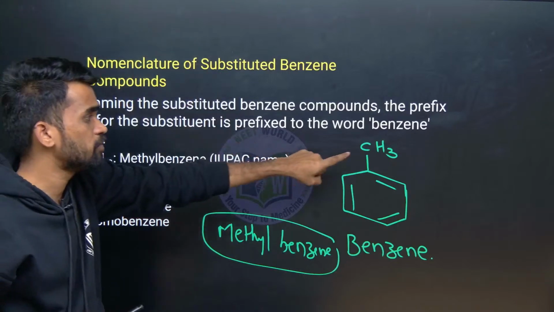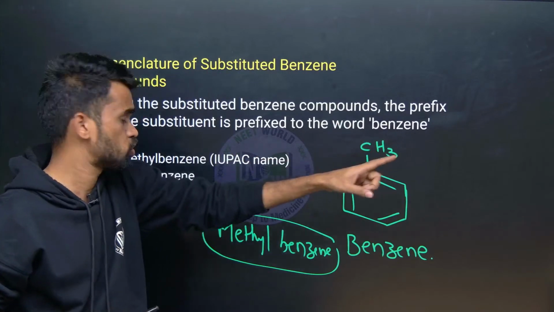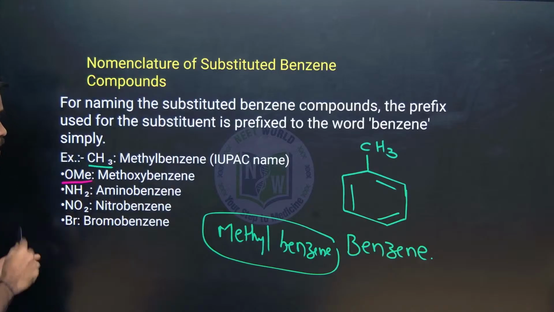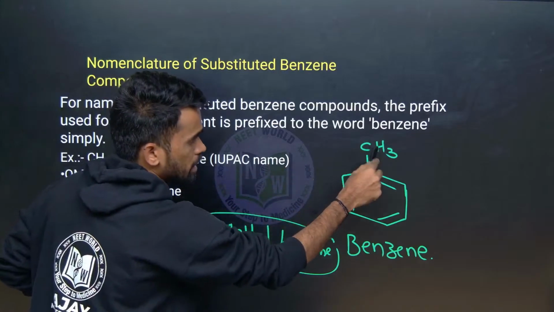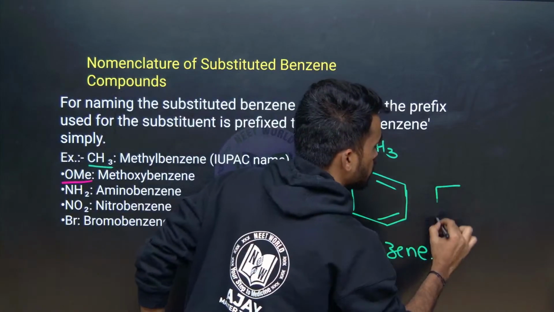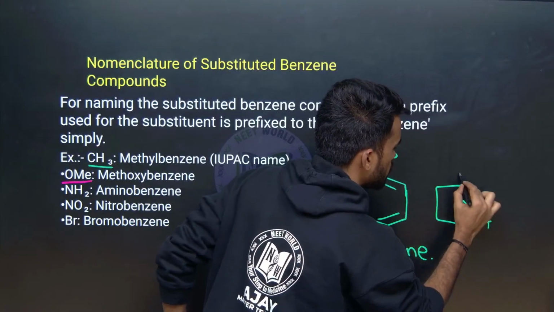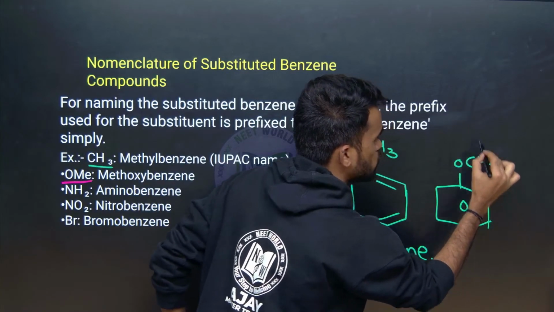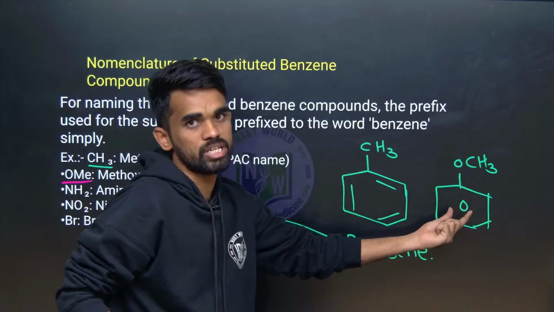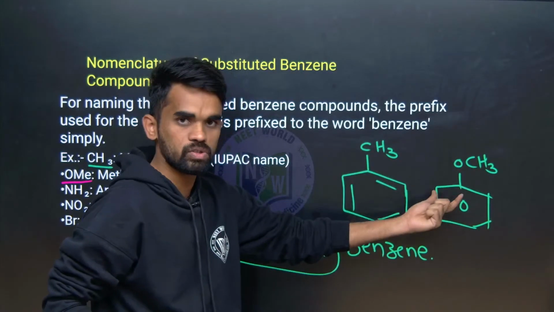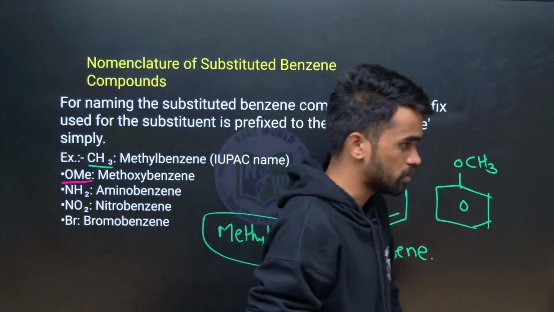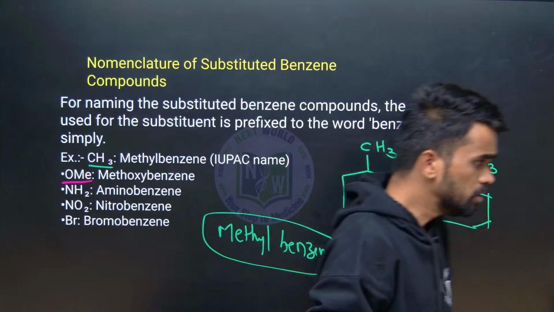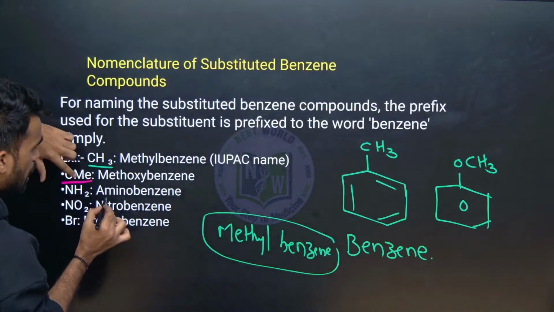Okay. So, if this methyl group is substituted by any other group like OMe, we should write it as C. Here instead of having methyl, if we have a methoxy group, OCH3, what should we write? Methoxybenzene. Okay. So what is the IUPAC name of this compound? Methoxybenzene.